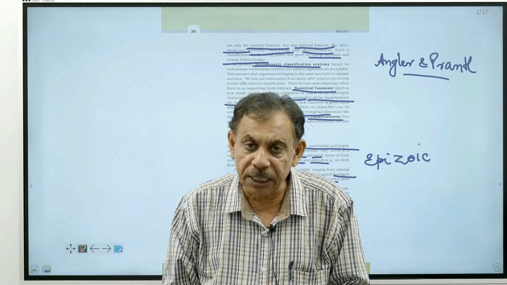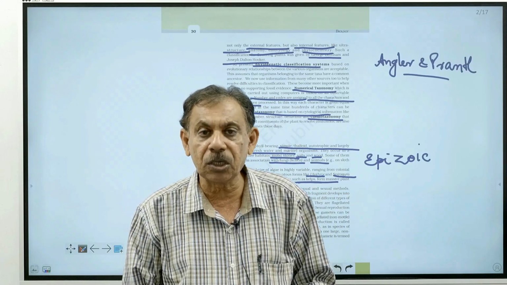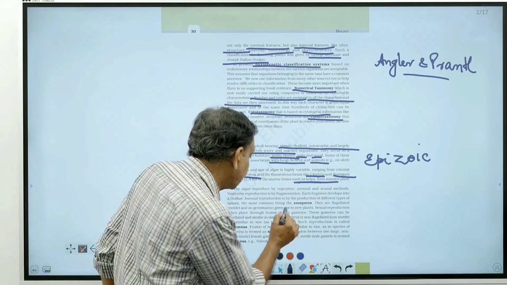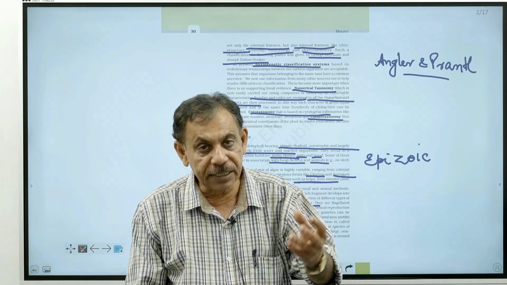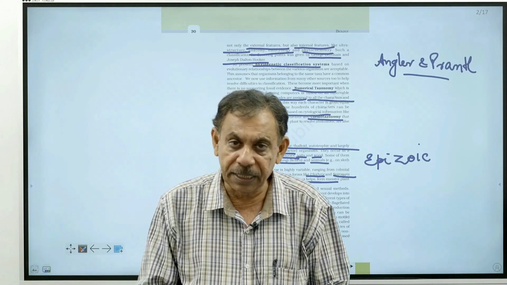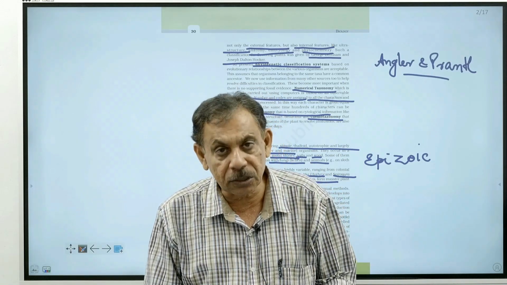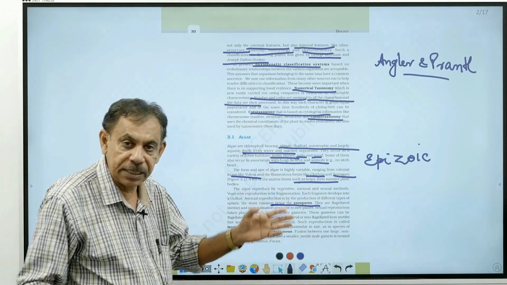Then asexual reproduction, mainly by motile spores. Motile spores are called zoospores. Why are they motile? They have flagella. Non-motile spores are produced by Spirogyra and also Chlorella. But in most cases you will find flagellated spores.